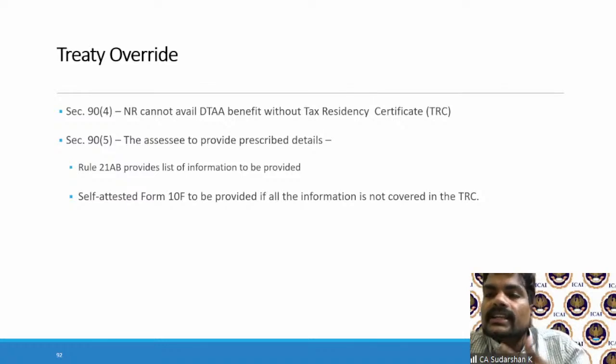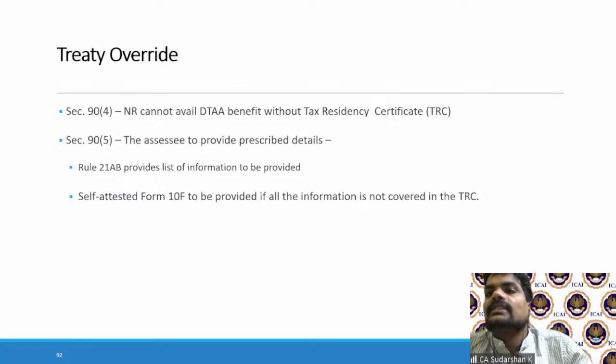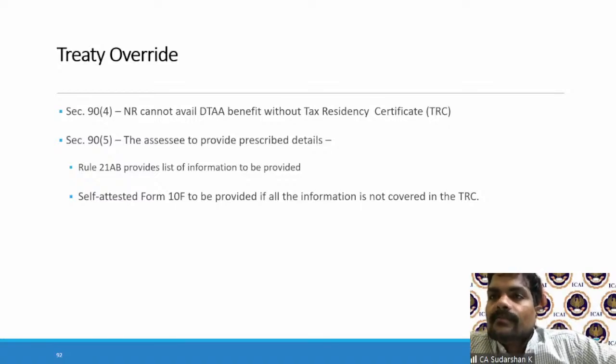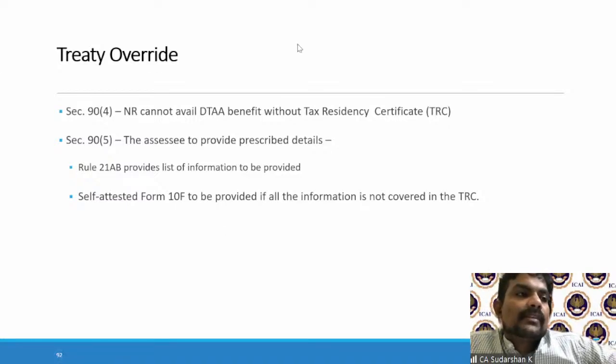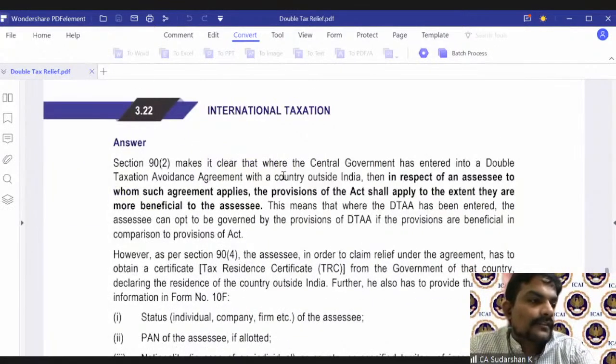So what the government did, to be more proactive, was go one step further and say you have to give your TRC and you also have to furnish certain details in a specified form, Form 10F: name, address, where is your office, and all those things. So these are procedural aspects. If a person wants to avail treaty benefit, he has to get his TRC and also give additional information specified under section 90 subsection 5.